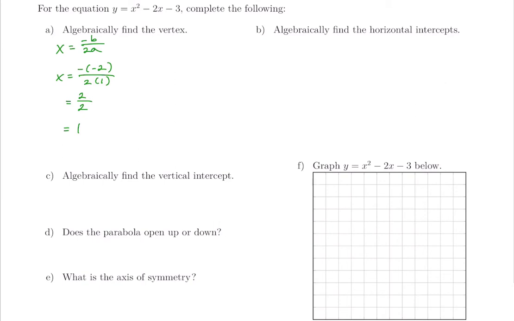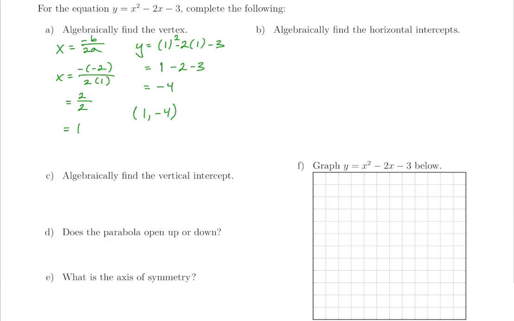To now find the y-coordinate of the vertex, we will substitute 1 in for the x values, giving us y equals 1 squared minus 2 times 1 minus 3. 1 squared is 1, negative 2 times 1 is negative 2, and then we have the minus 3. 1 minus 2 minus 3 is negative 4. Putting these two values together, we get the ordered pair 1, negative 4, the location of our vertex.